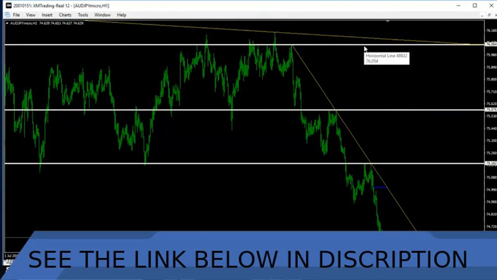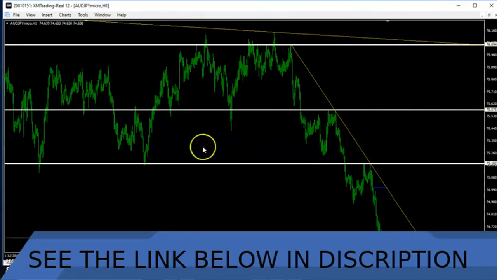Those lines are very important, these big lines. That means when it was going down, the top it left behind. They are very, very important.